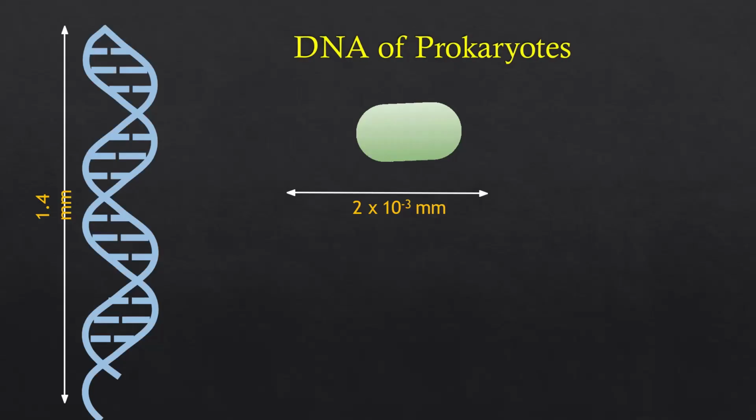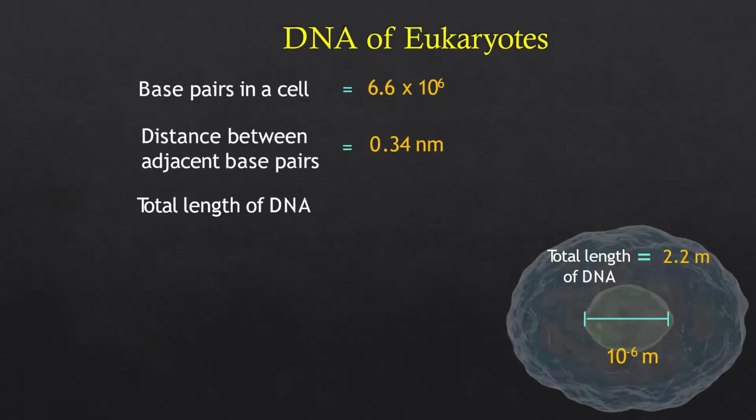Now see here, this 1.6 millimeter is present in a cell of 2 into 10 power minus 3 millimeters. That means the DNA is many times bigger than the cell of the prokaryote, but still it is able to pack inside it. And if you see the same with the eukaryotes, it will be around 6.6 into 0.34. You will be getting 2.24 nanometers, sorry, meters, not nanometers, 2.24 meters.